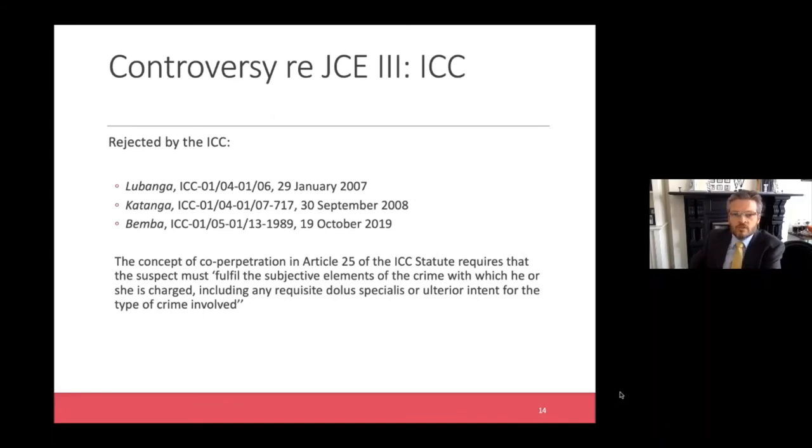But JCE3's place in international criminal law is far from settled. It has been rejected by the ICC. The concept of co-perpetration in Article 25 of the ICC Statute requires that the suspect must nevertheless fulfil the subjective elements of the crime with which he or she is charged, including any requisite dolus specialis or ulterior intent for the type of crime involved.